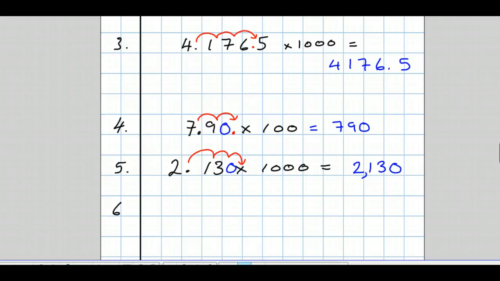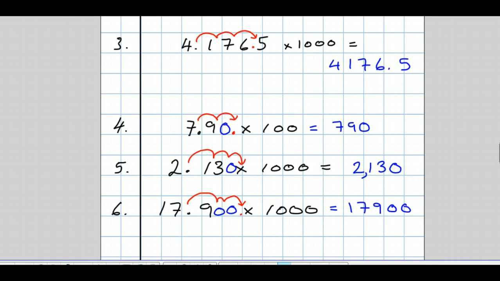Now let's look at one more example. Question 6. 17.9 times 1000. So we're going to move the decimal point three places to the right. 1. But we've got to move it two places further to the right, and there's no figures there. So we add zeros. It's the only figure we can add when we need to. So there's the second move to the right, and then the third one. So our decimal point is going to go here, and we write the answer 17900. So that's how we multiply by 100 and 1000.